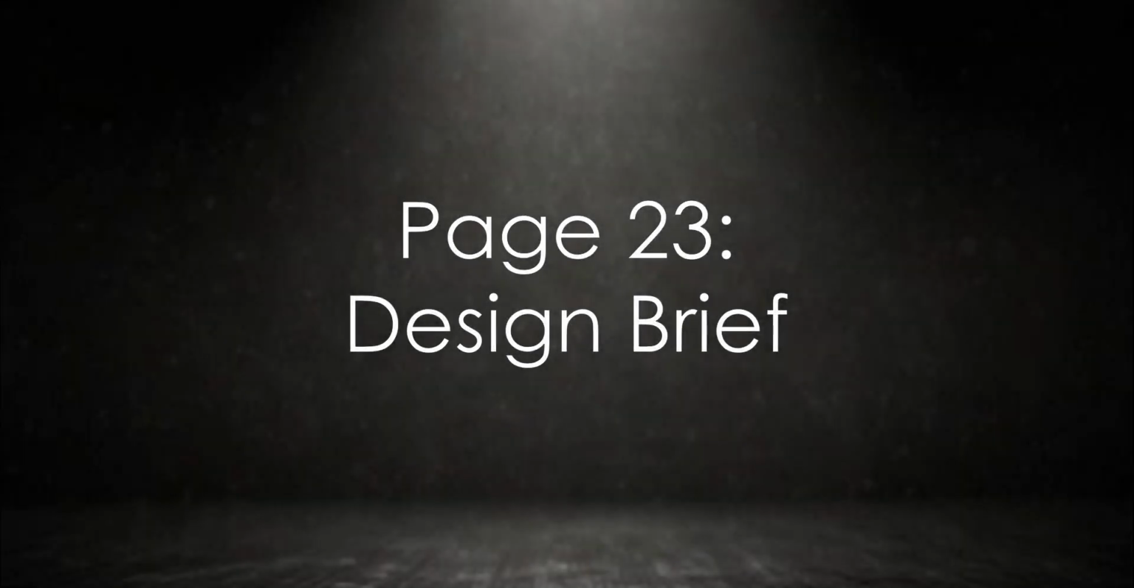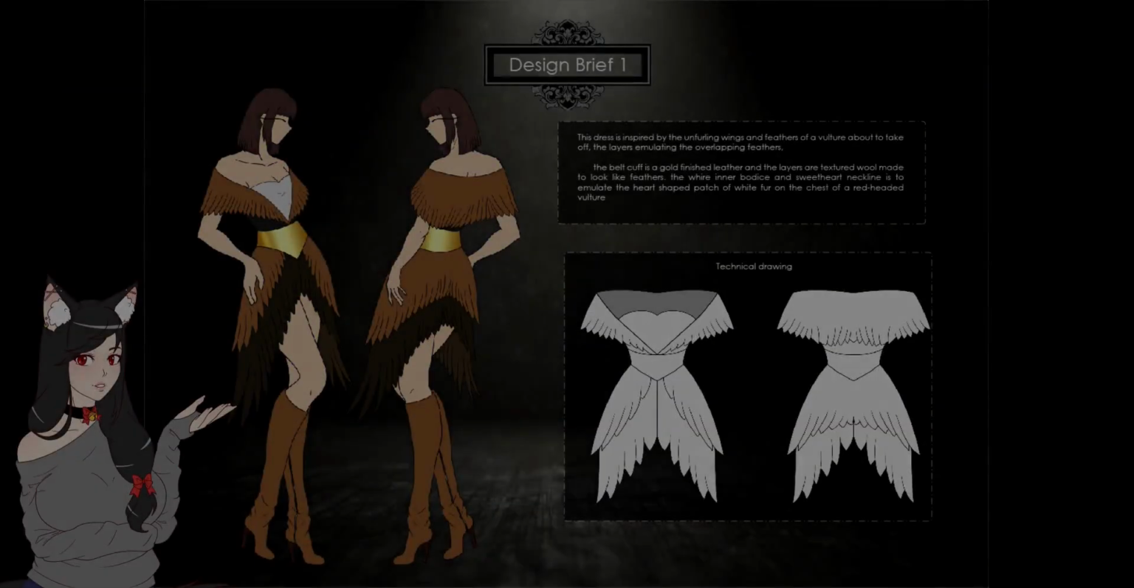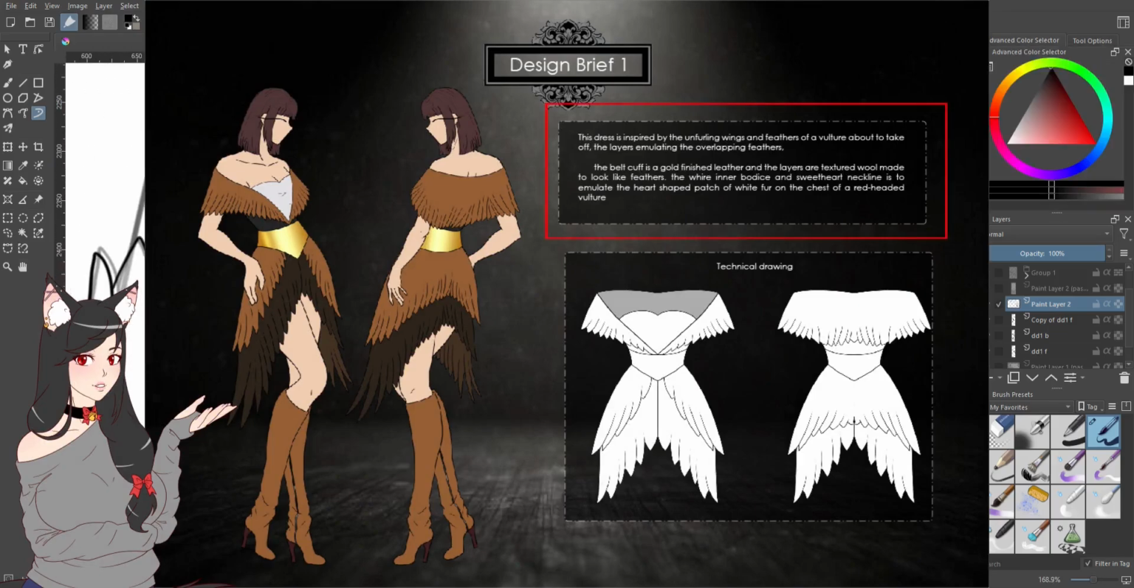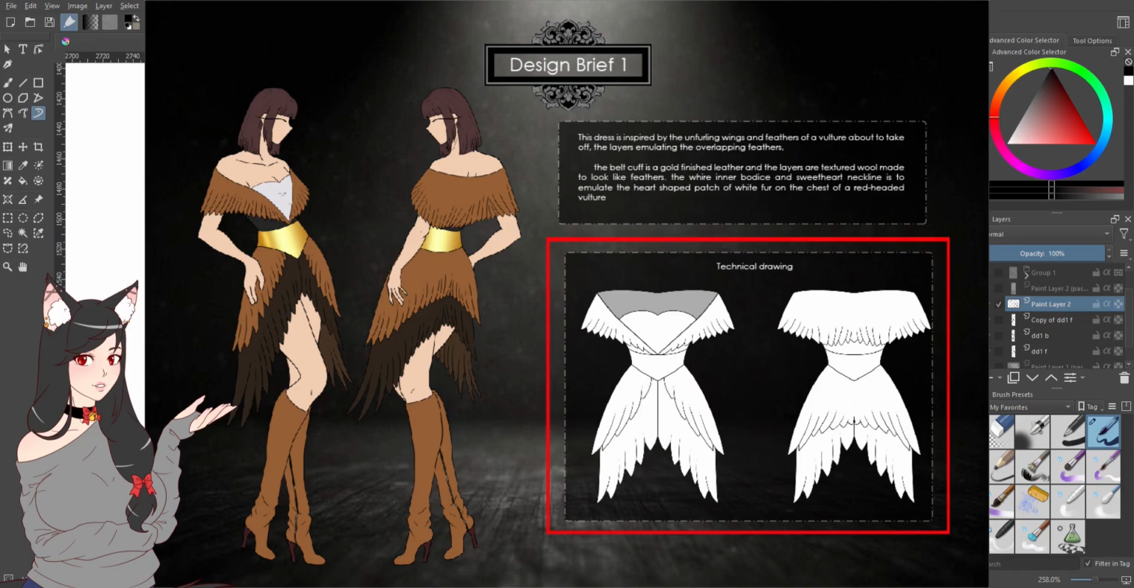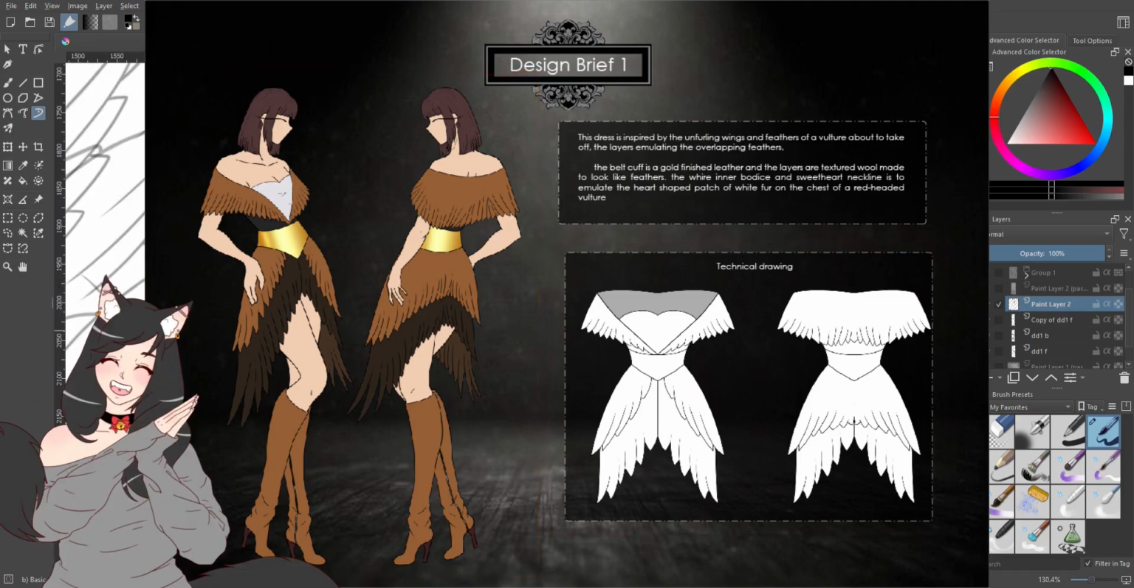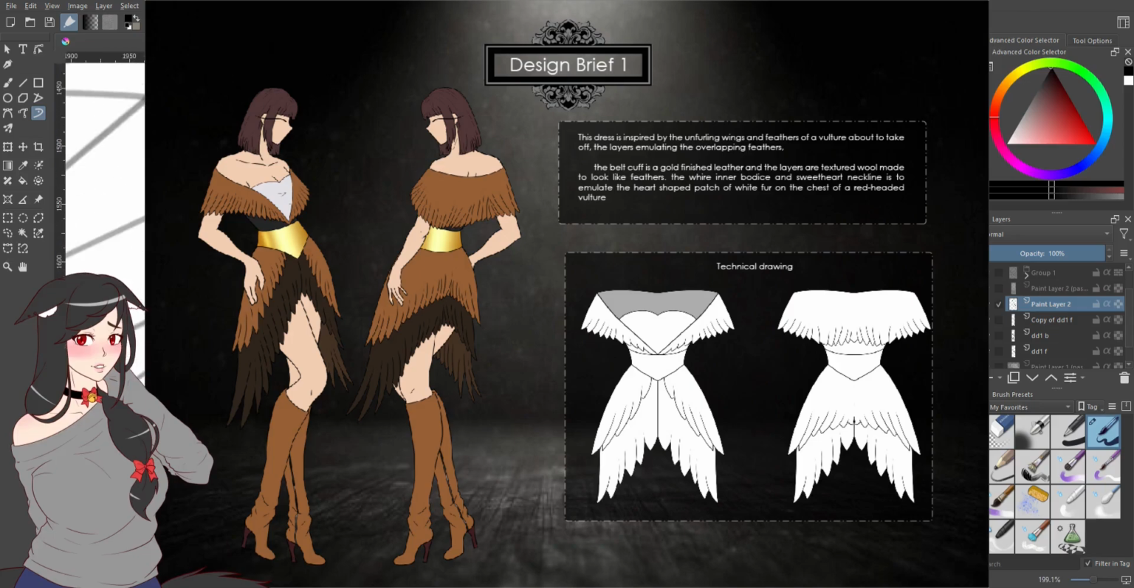Page 23, Design Brief. A design brief is where you describe what your dress is, its materials, along with the technical drawings of your garment, as well as the back and front views of it. A big thank you to my partner for helping me with the descriptions of these. I love you, Bear. You are such a lifesaver.